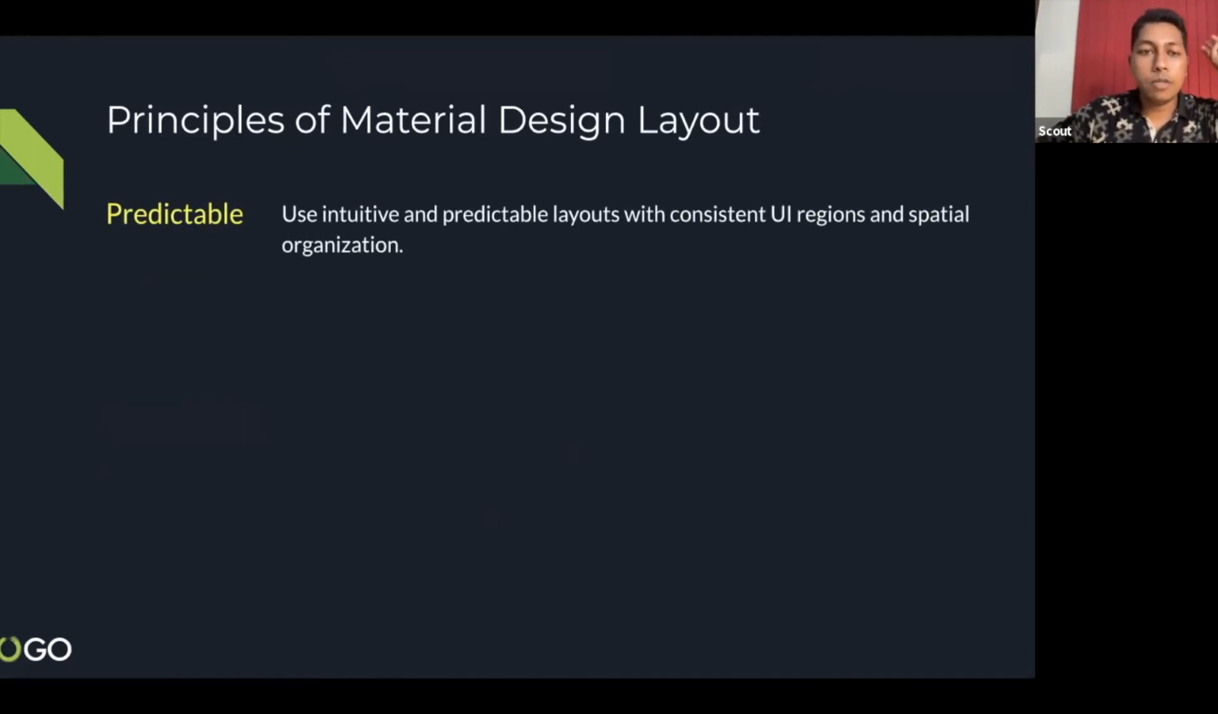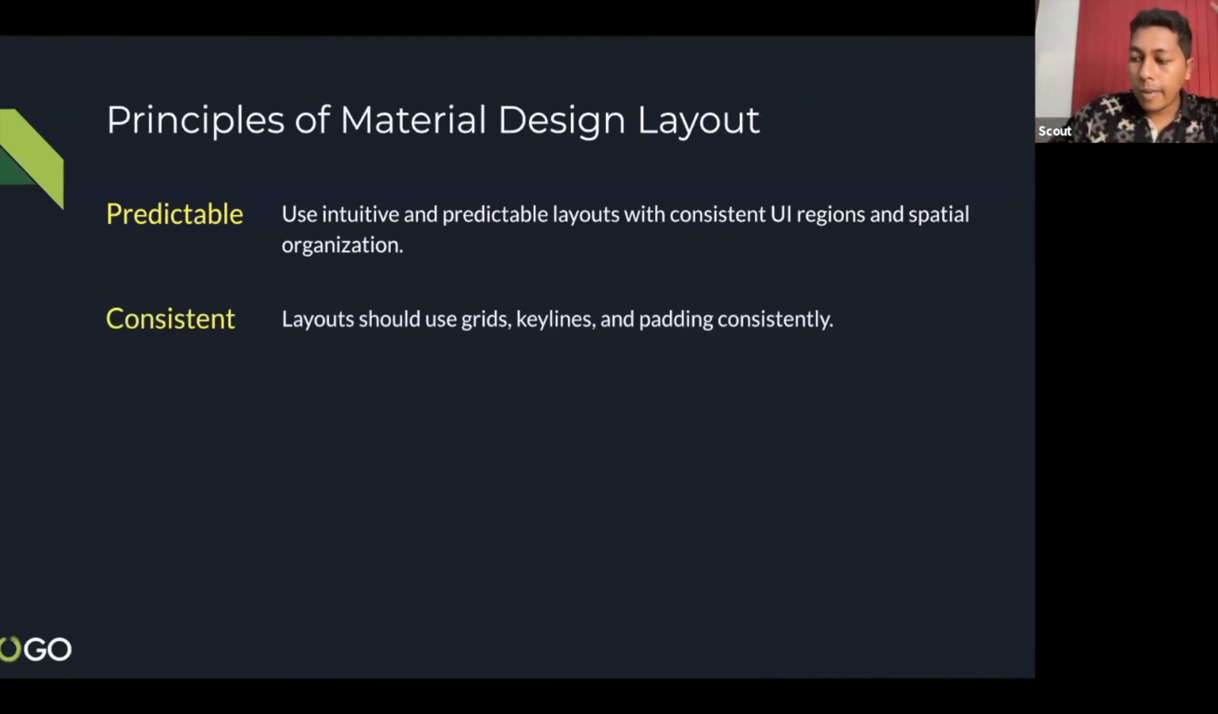Okay, so principles of material design layout. There are three principles. First thing is predictable. Whenever you are using a mobile application, most of the applications are now using material design. So you are on a material design application, and if you visit that application, you can understand what would be the next step, how those UI elements will come. Like if you open Gmail, you will get a button on the bottom right corner, right? To compose a new email. That's why it has to be predictable.